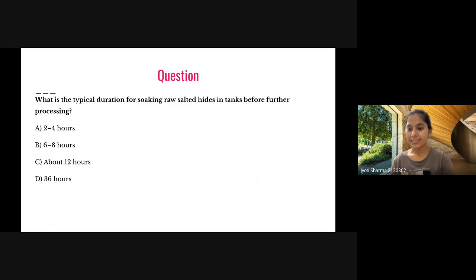I got C answer from Dia. Venkateshwara gave me D answer, and the answer is C actually. So it is about 12 hours that we have to give to soak this hide or skin in the tank before further processing. So this time is near to 12 hours. So this is overnight time.